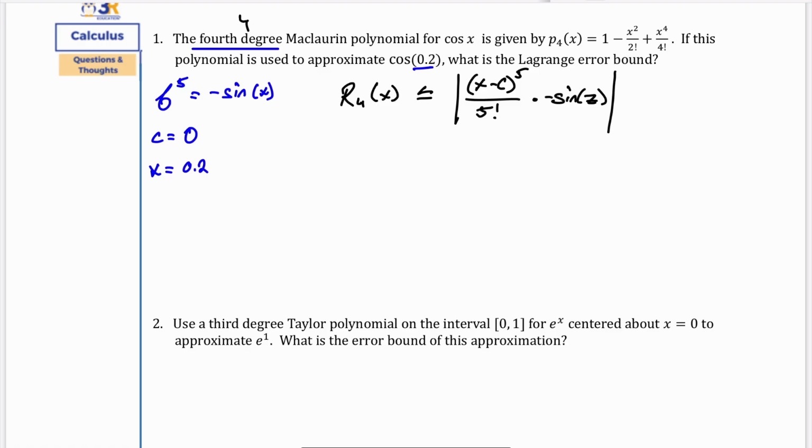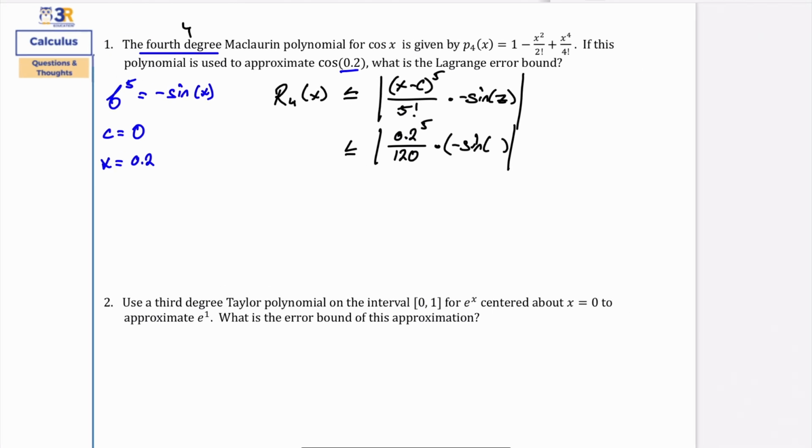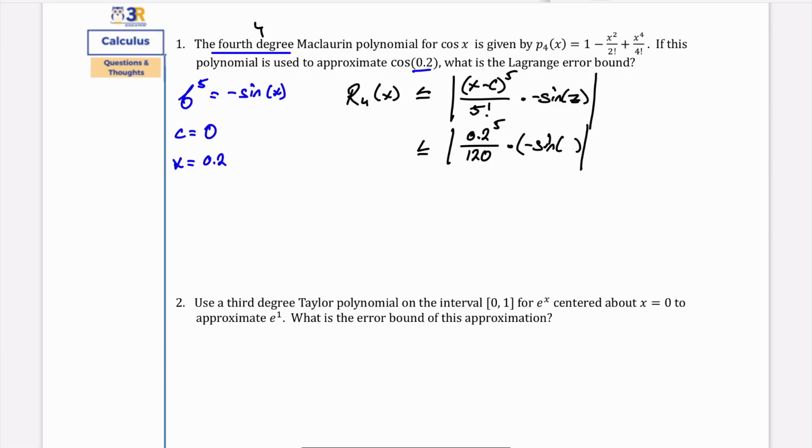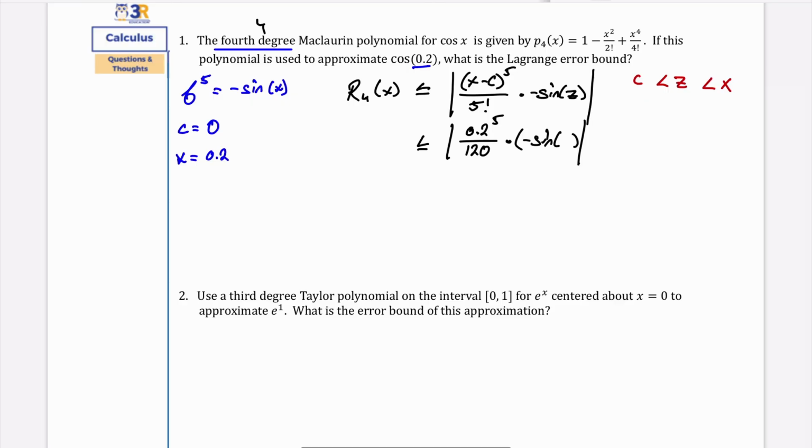So let's just go ahead and fill in the blanks here. We're going to have x minus c is x minus 0, and x is 0.2. So we're going to have 0.2 to the 5th power. On the bottom, 5 factorial is 120. Now all we have to do is multiply by the negative sine of z, and we're going to figure out what z is. On our interval, we know that z has got to be somewhere in between our c value and our x value. So that means it should be in between 0 and 0.2.